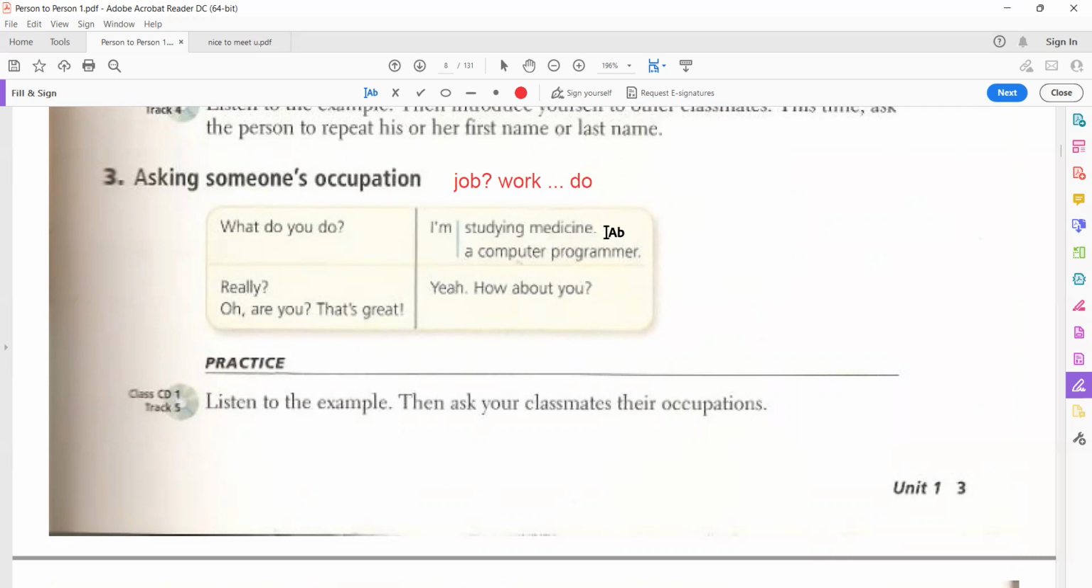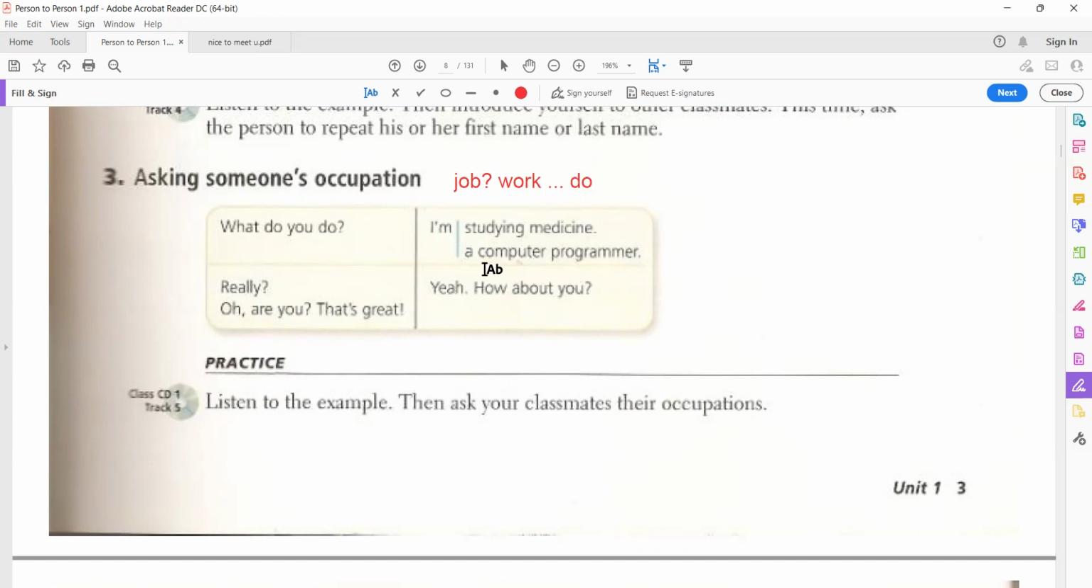I'm studying medicine. You can just say, I'm a student, or I'm studying, and then you name the major. I'm studying medicine. I'm studying geography, geology, history. I'm studying English. I'm studying architecture. I'm studying any type of professions or fields of study.